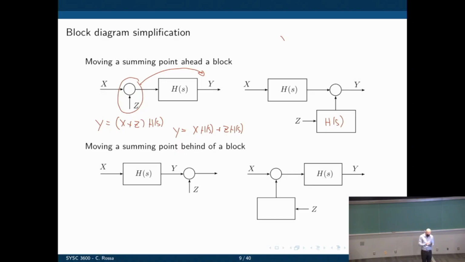So now the signal Y is X times H of S plus Z times H of S, which is the same as H of S times X plus Z. Right. So this way we maintain the output of the system exactly the same. It doesn't change. It's an equivalent model. You may ask once again, why are we adding more stuff to this? The objective is to simplify. Well, maybe because there was another block diagram block here that I want to combine with H, but the sum is in the way. So I move the sum away first and then I combine them.